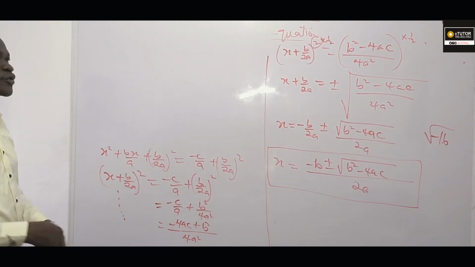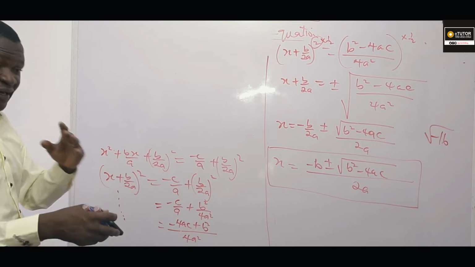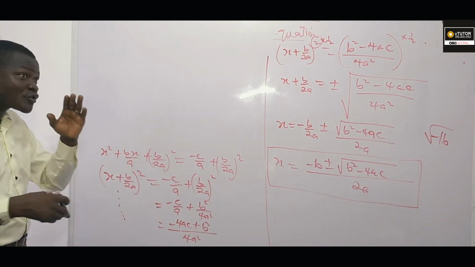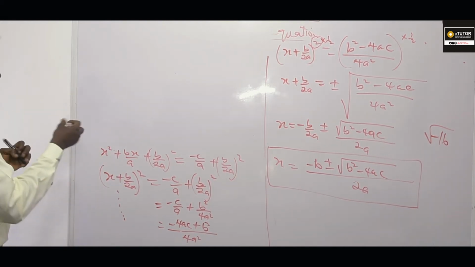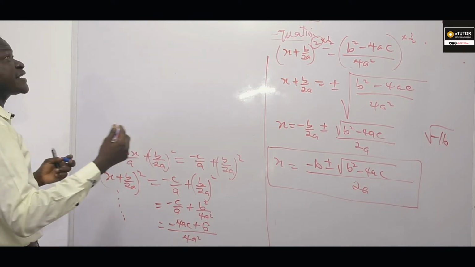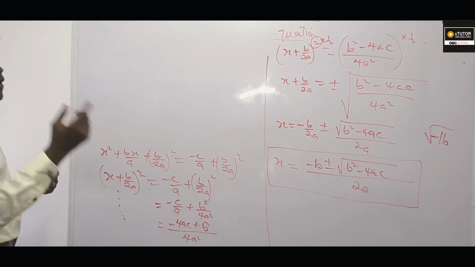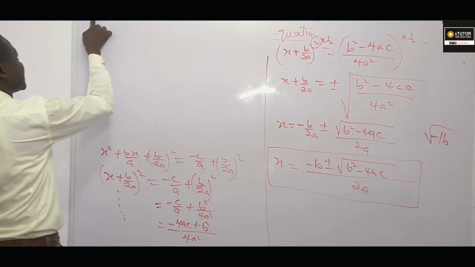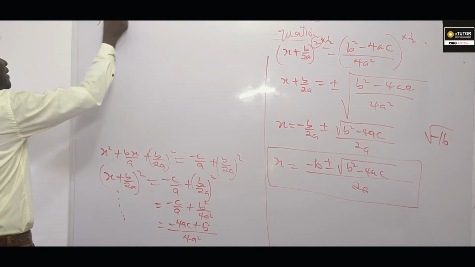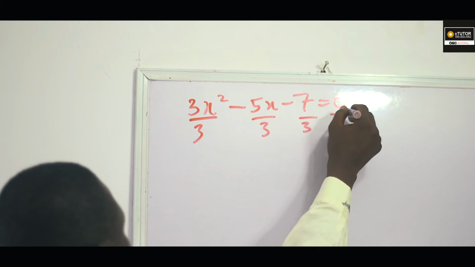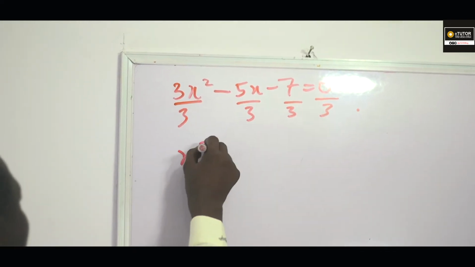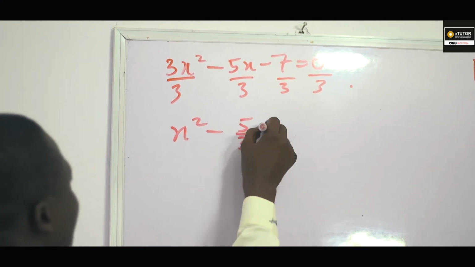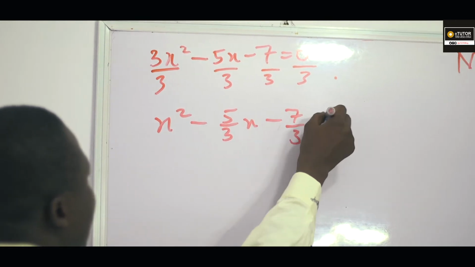Let's start with the complete the square method. From the beginning, we have steps, up to 5 steps. Let's follow those steps that we took earlier. The first one says, make the coefficient of x squared to be 1. The coefficient of x squared here is 3. That means divide through by 3. What do you have? x squared minus 5 over 3x minus 7 over 3 equal to 0.